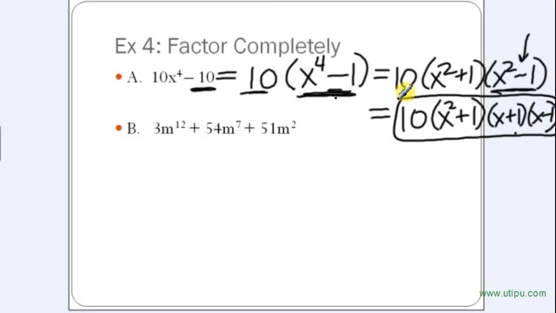Let's look at the next example. First of all, 3, 54, 51, looks like they're all divisible by 3. m to the 12th, m to the 7th, m squared, those would all be divisible by m squared. So let's factor that out.